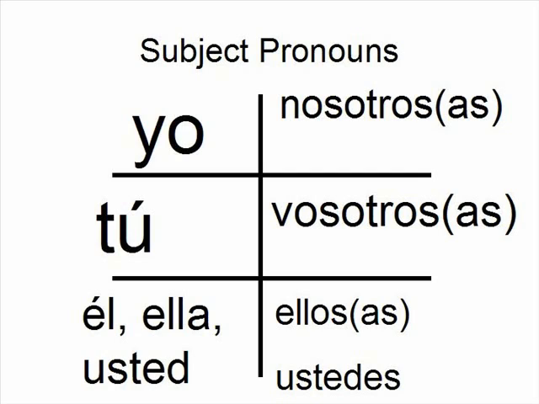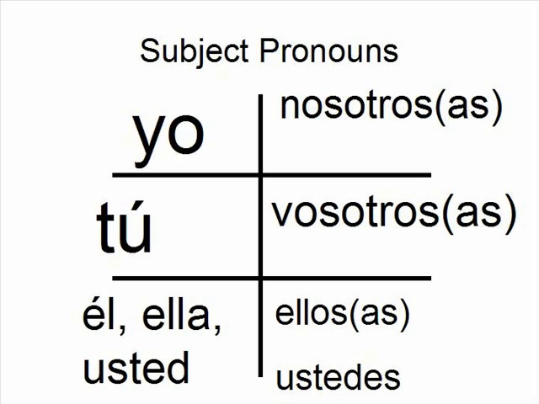Now, just like in the previous chart, yo is I. Match it square to square. Tú is you. Él is he. Ella is she. Usted, if you remember from the previous lesson, we have formal you and familiar you. Well, tú is the familiar you. Usted is the formal you, the polite you.